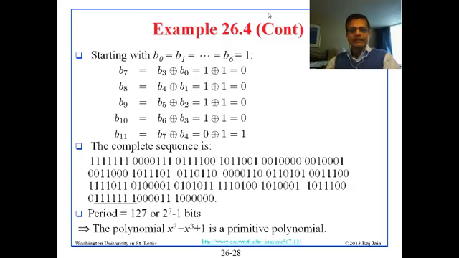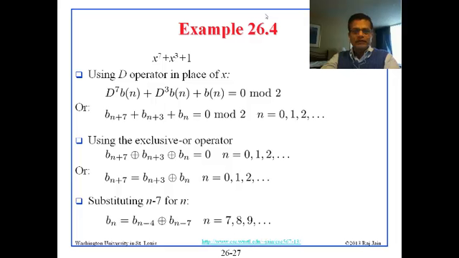Anyway, the key is that this generator uses a polynomial such as x^7 + x^3 + 1 for this one. And using that polynomial, in the previous slide we came up with the formula b(n+7) = b(n+3) XOR b(n), or b(n) = b(n-4) XOR b(n-7). So you take the fourth and the seventh bit, and then exclusive OR them to get the next bit.